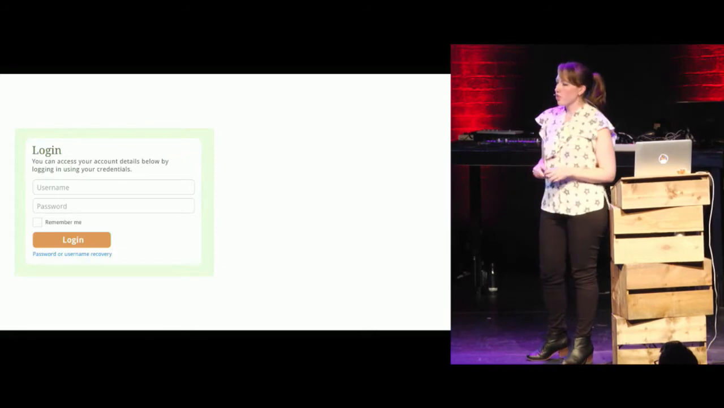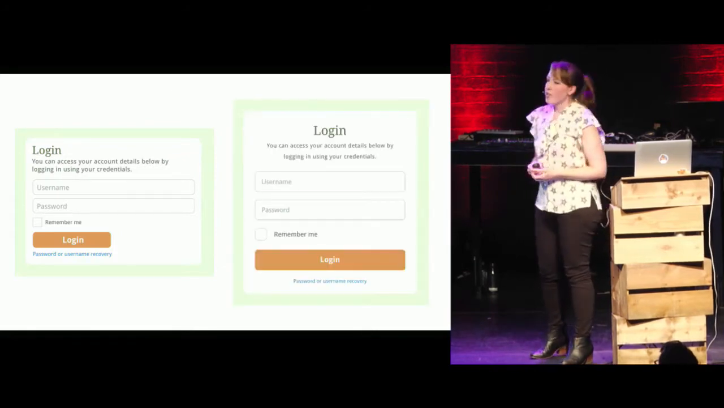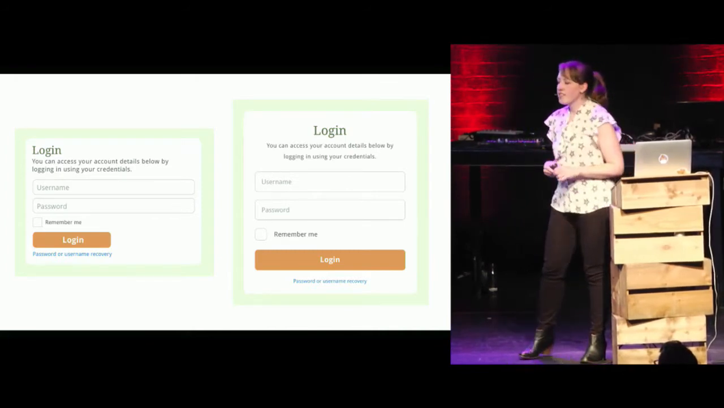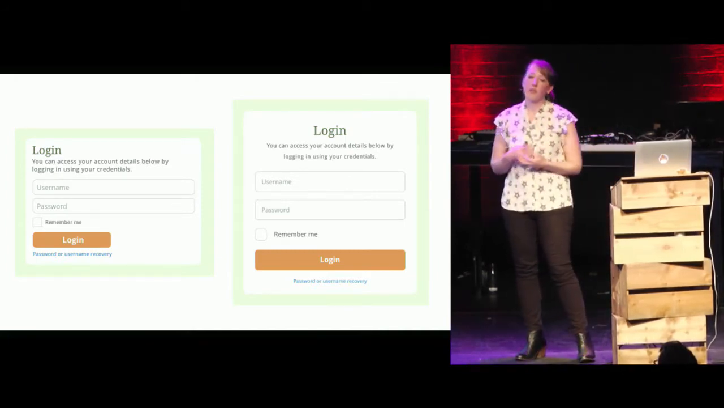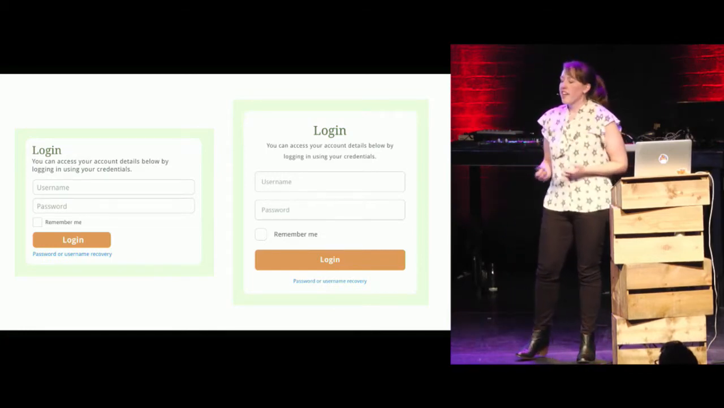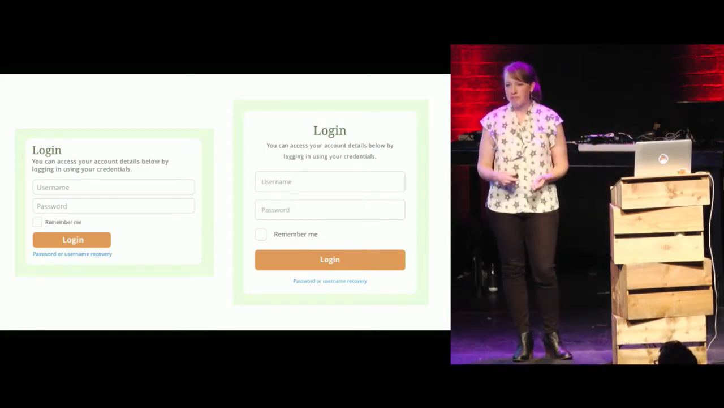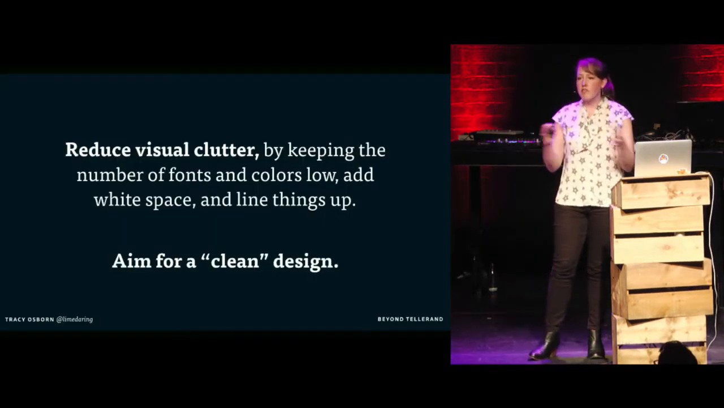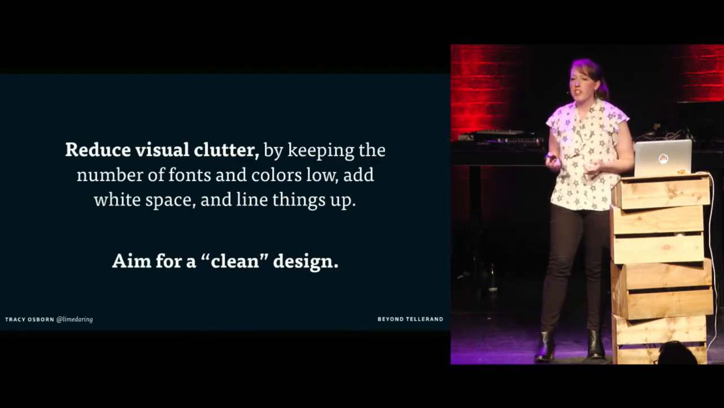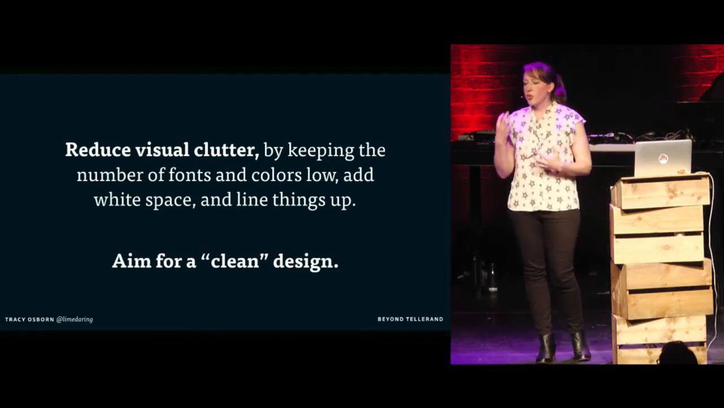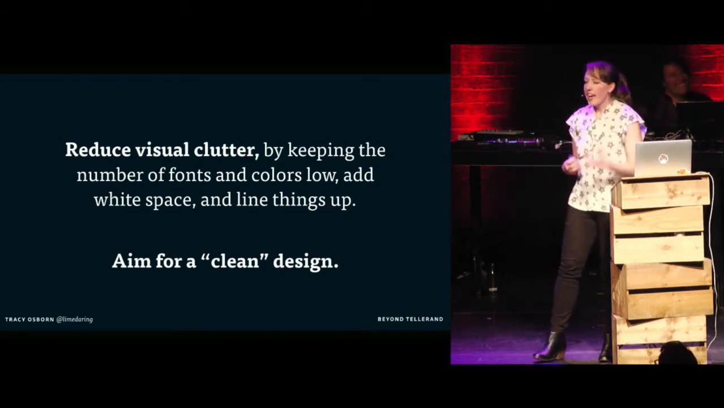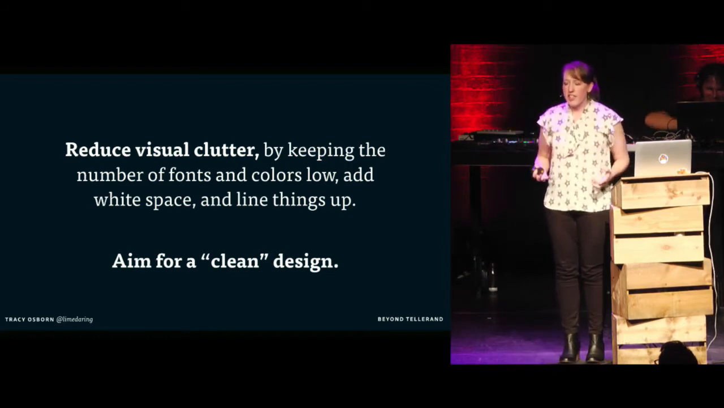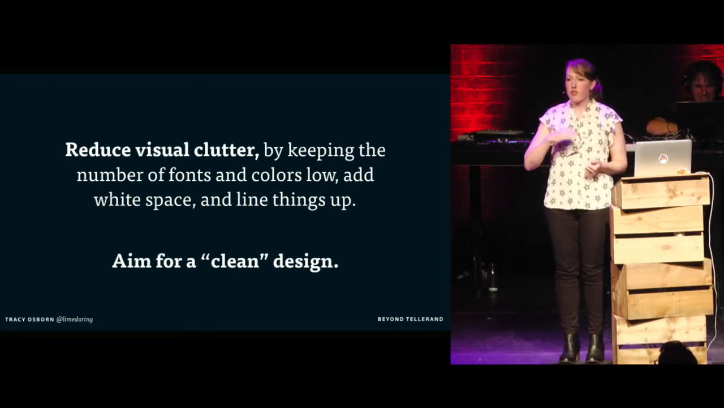So back to this little widget, and we're just going to add more space. We're going to add some more space around the widget. We're going to add more space in between the lines of text, between the text and the headline. We're going to add more space within the input fields, and just let it breathe a little bit more. So for these visual clutter things, the thing to remember here is just to reduce the number of fonts and colors, add white space, line things up, and aim for a clean design. It's a great way for beginners in design to create nicer looking designs from the get-go.